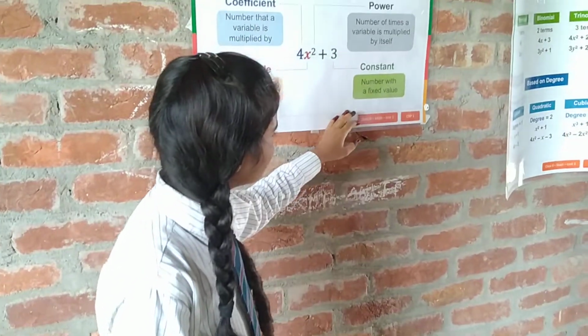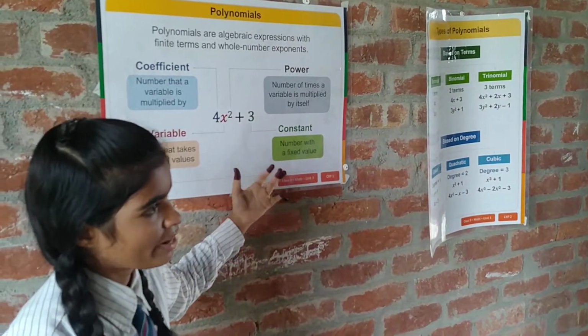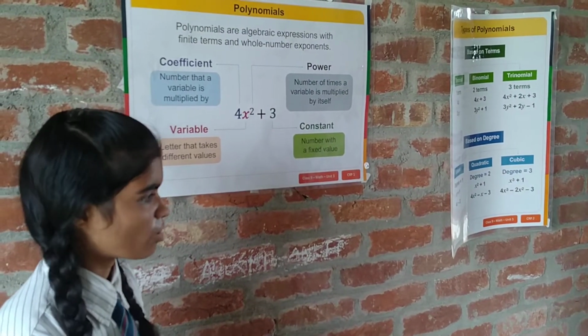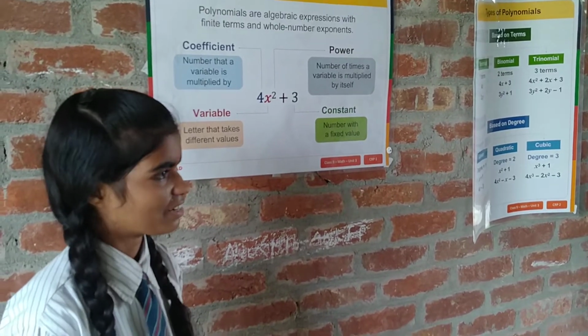Now we move on to constant. Constant is a number with a fixed value. It means its value is always fixed. It is not changed. For example, any number, 1 to 100, any number.